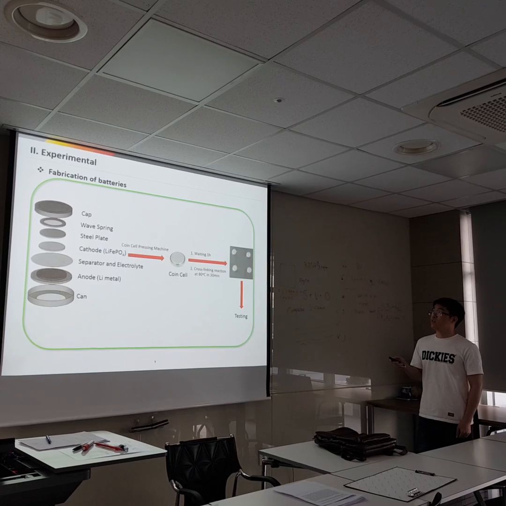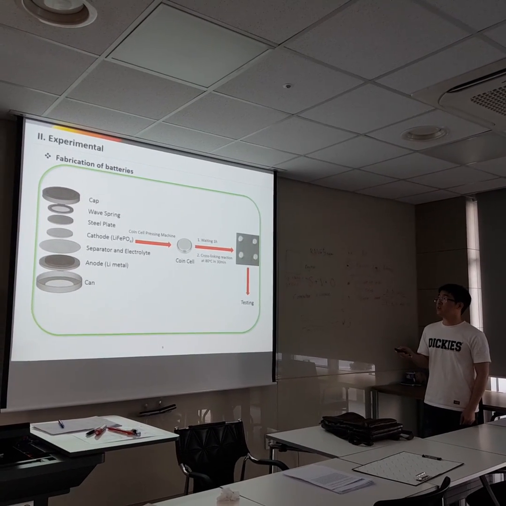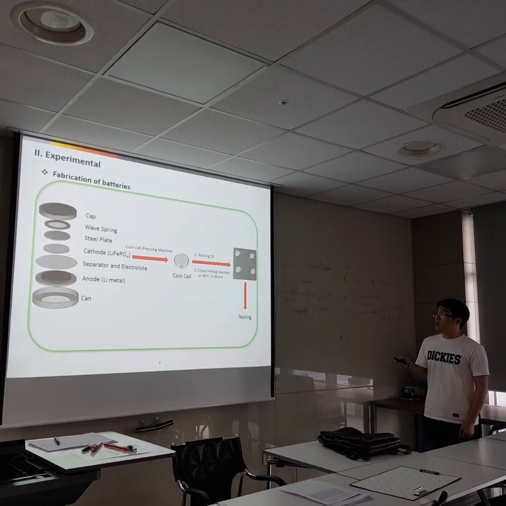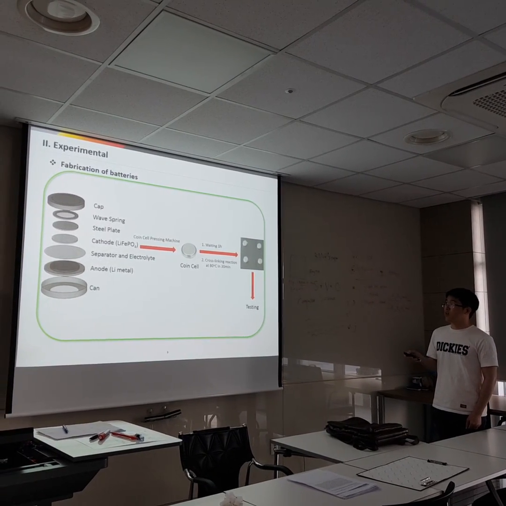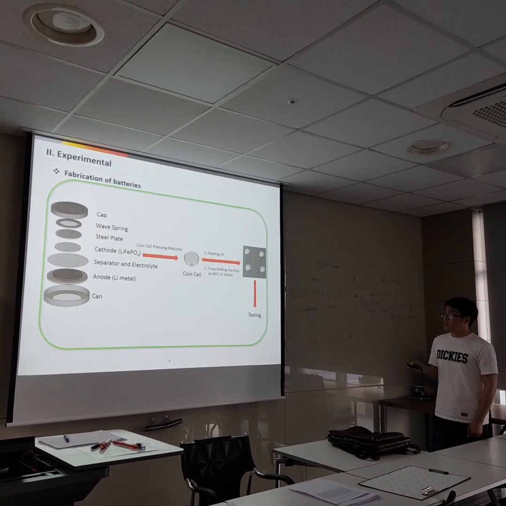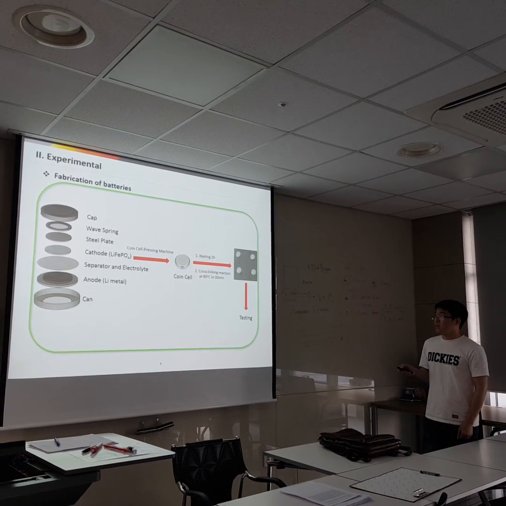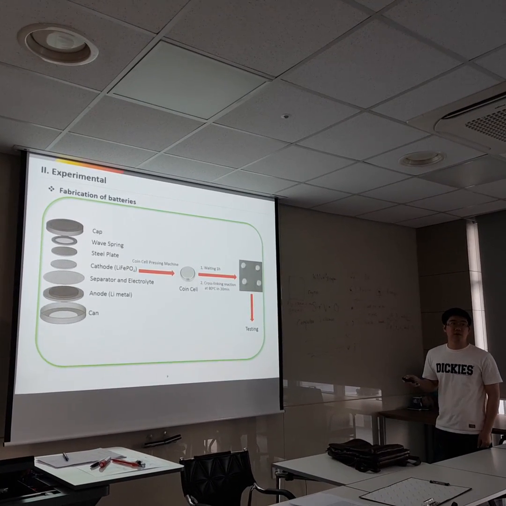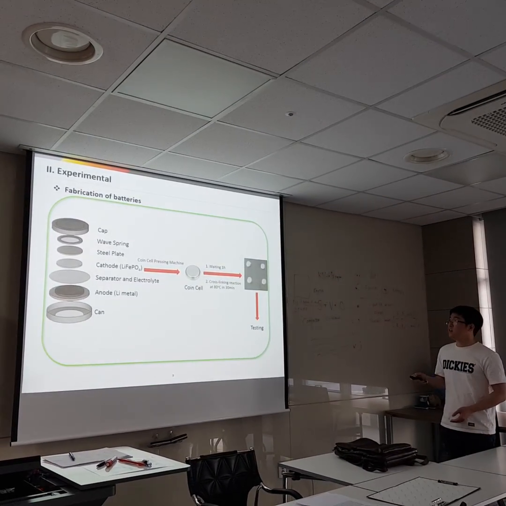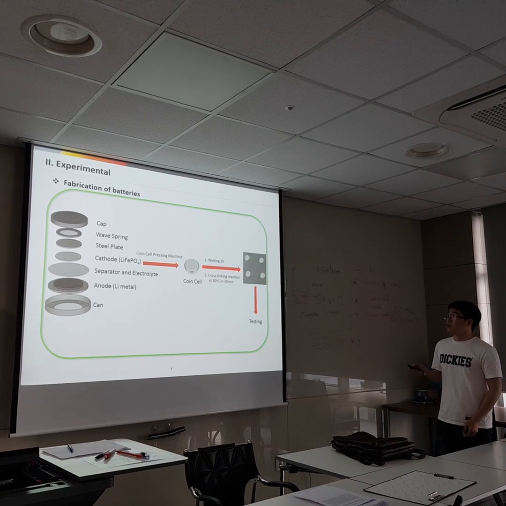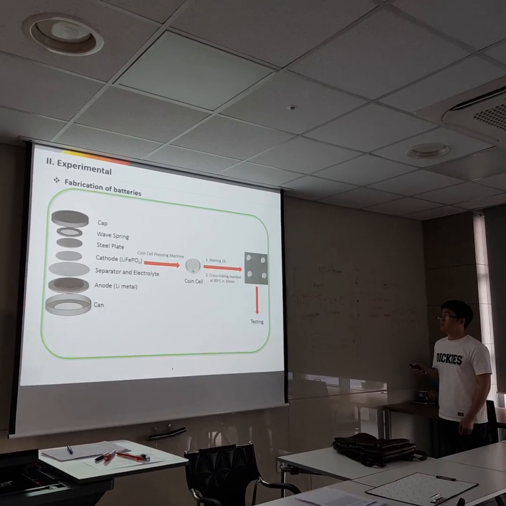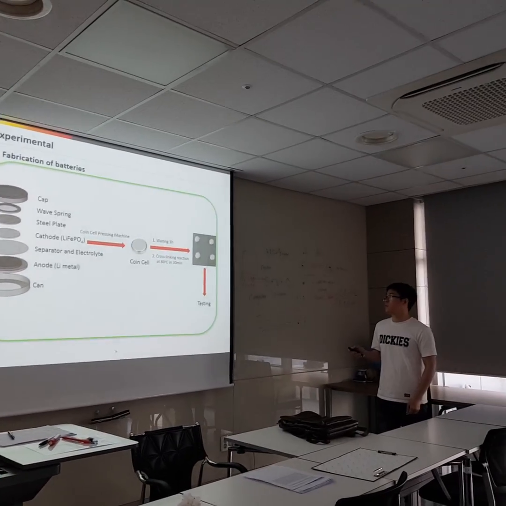And this one is the process for fabrication of battery. This is the structure of the coin cell battery, including cap, wave spring, stainless plate, cathode. In this case, I choose lithium iron phosphate. And next one is separator and electrolyte. And anode in this case is lithium metal. And finally is the case. After all the coin cell parts were put together, the coin cell was pressed by pressing machine. And then after waiting 1 hour, the cross-linking reaction is at 80 degrees for 30 minutes.